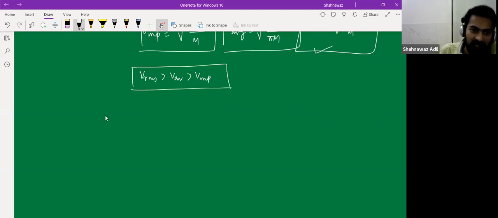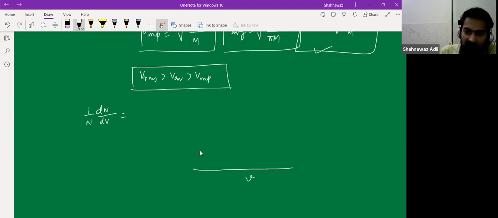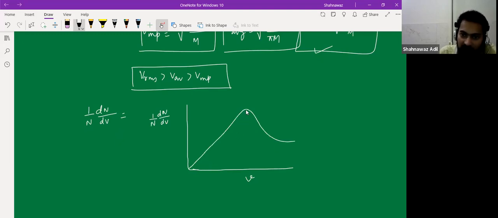And when you plot the graph of dn by dv, in the x axis you have v, and in the y axis you have 1 by n dn by dv. So this behaves like this, right? And this point will be which velocity? This is the highest probability, which you already know. So this will be which velocity? Can you guys guess?